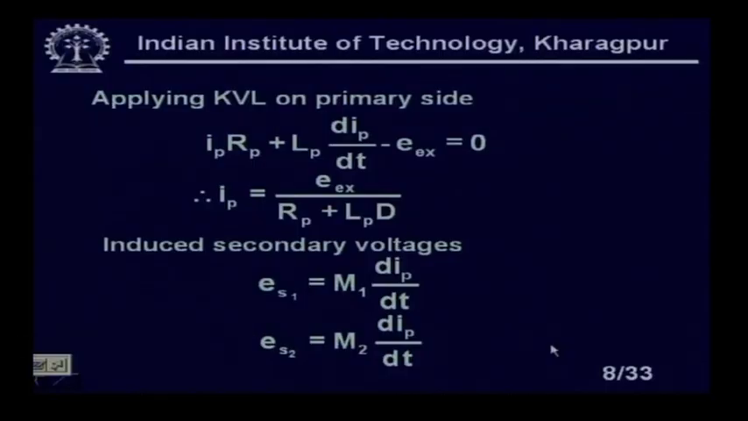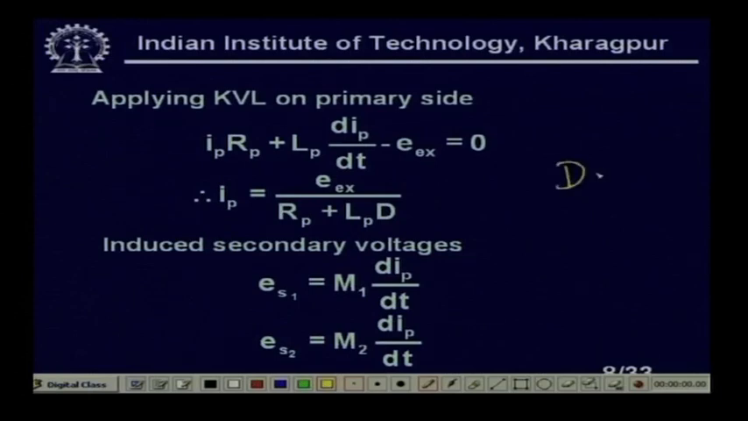Now, see here, if I apply a KVL around the primary side, I will get an equation like this one. Already we have seen the equivalent circuit of an LVDT. So, if I apply the KVL, I will get an equation like this one: Ip Rp plus Lp dIp by dt. Now, you see, Ip equals Ex over (Rp plus Lp D), where D is the operator. As before, we know that D equals d by dt, so that is the operator.